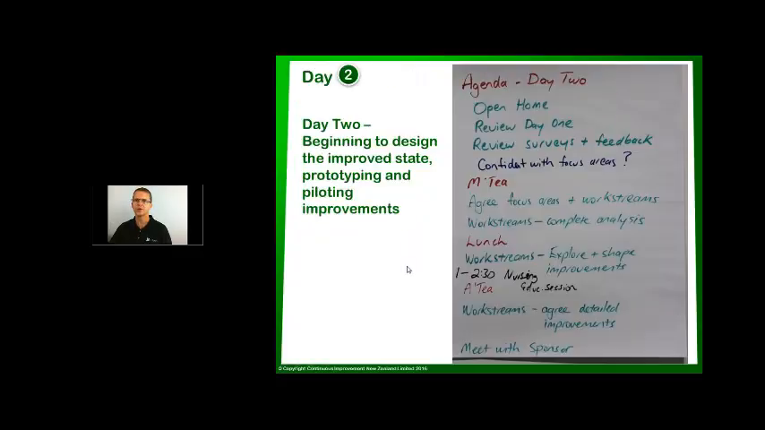So on day 2, it's about understanding what the potential solutions could be. So beginning to design the improved state, maybe doing some prototyping, and starting to pilot the improvements. In this example here, we ran an open home, which meant that on the morning of day 2, and in this example we actually did it on the morning of day 4 as well, anyone who had any involvement in the process, or even anyone outside the process but from within the organisation, could come along at 8 o'clock in the morning and see what had been done.